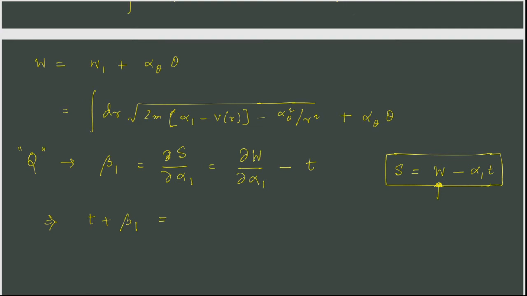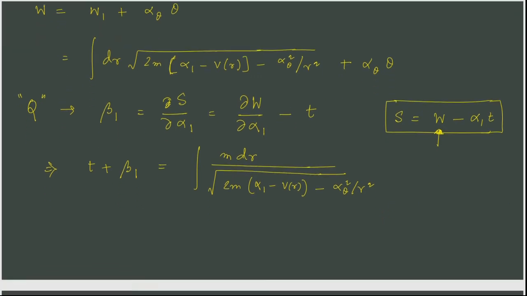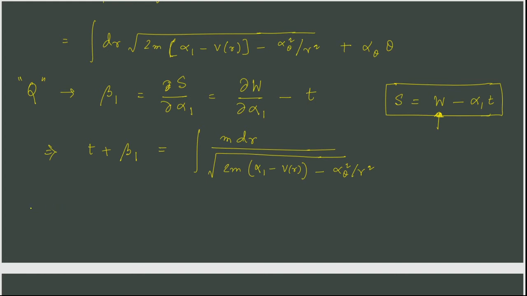would be ∂W/∂alpha 1, but W we already have this expression. So if we carry out the differentiation, then what we have is, so this is one of our equations. What about the other one? The other Q will also be a constant, so that would be simply this, which is our new momentum, remember, using our signs.